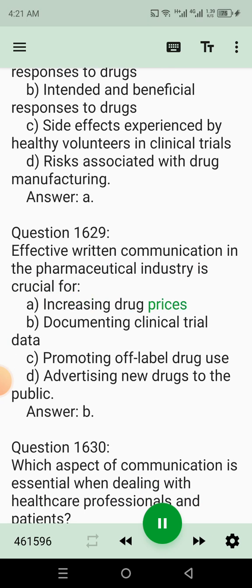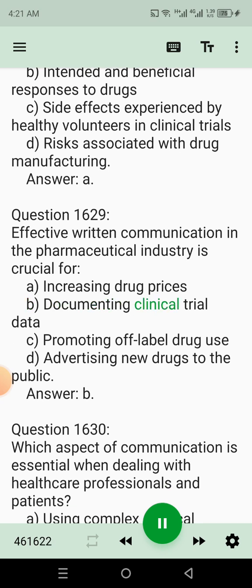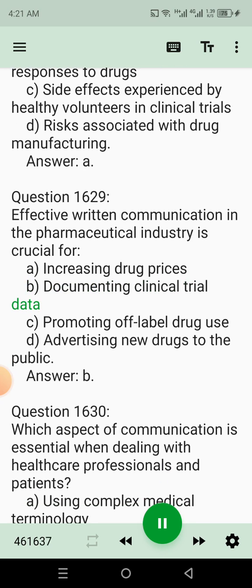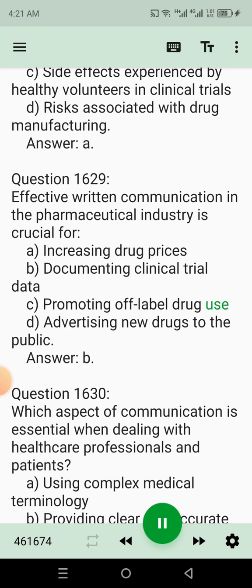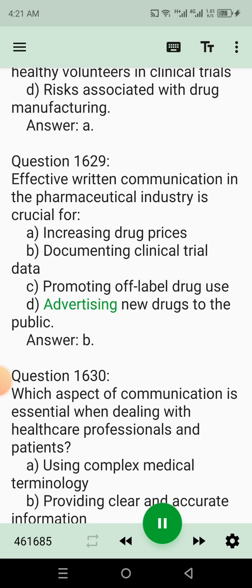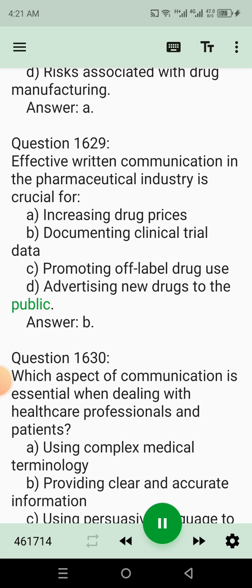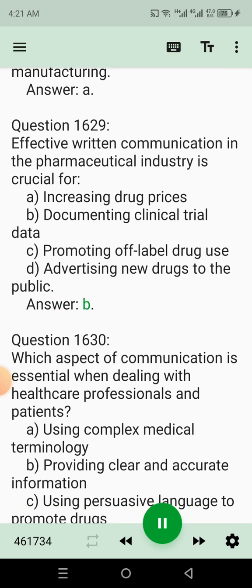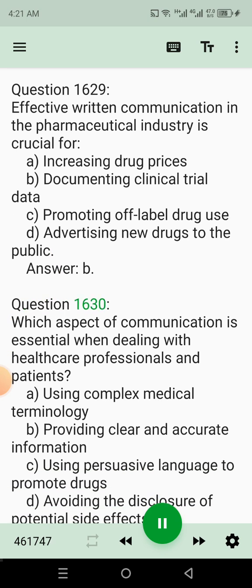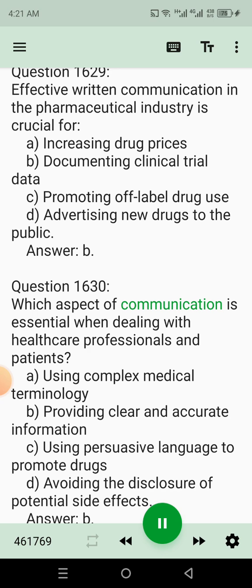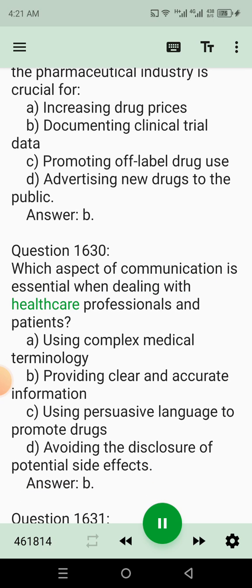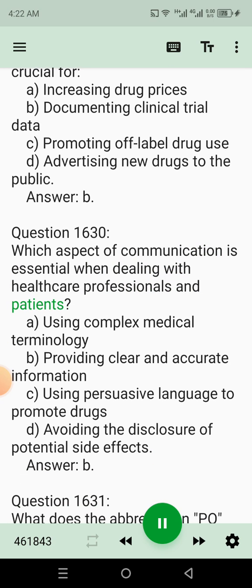Question 1629. Effective written communication in the pharmaceutical industry is crucial for A. Increasing drug prices. B. Documenting clinical trial data. C. Promoting off-label drug use. D. Advertising new drugs to the public. Answer: B.